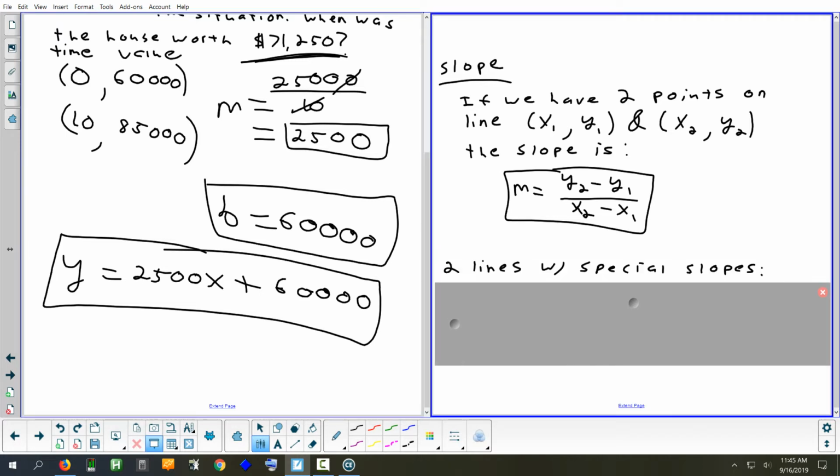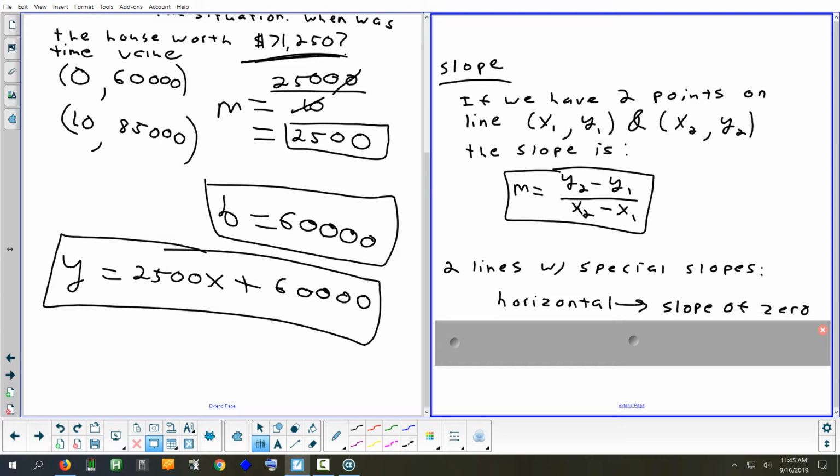Now, there's two special slopes. It didn't come up in this problem. But you have a perfectly horizontal and then a vertical line. If your line is perfectly flat, what's the slope of it? Yeah. 0 over something, which would just be 0. Now, what if your line is vertical? What's your slope in that case?